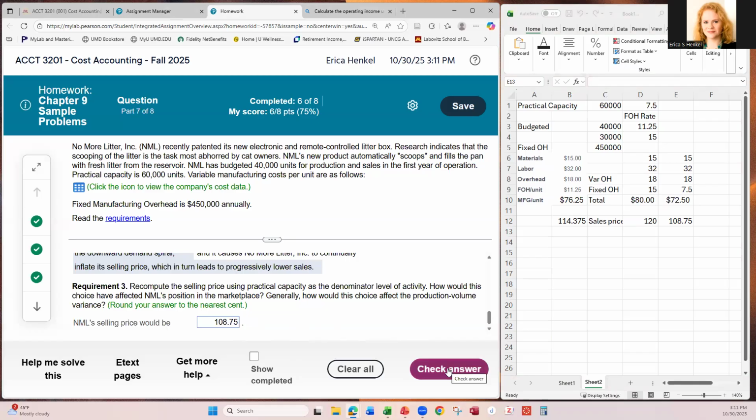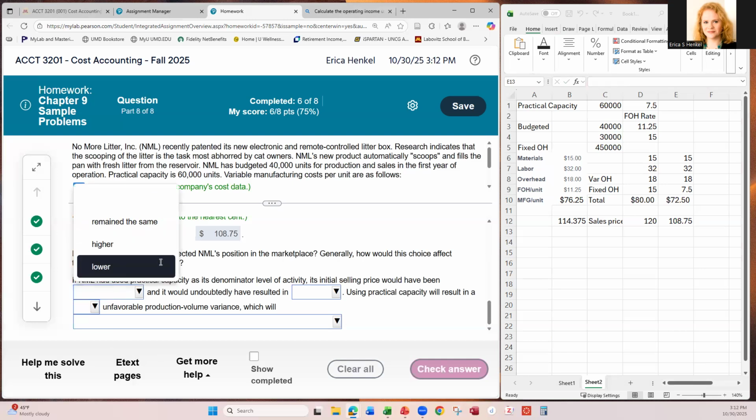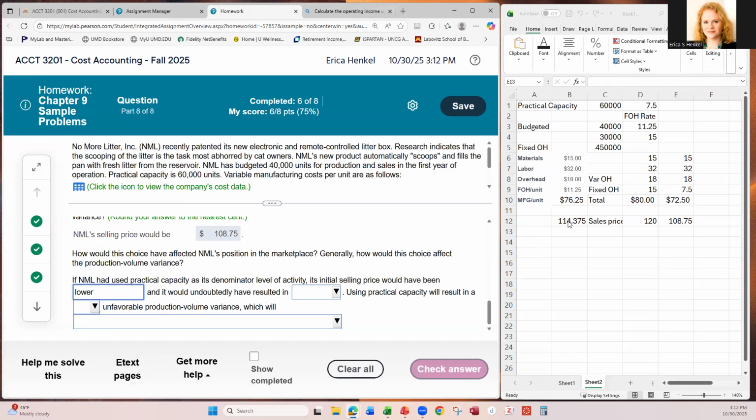Okay. So it's important to understand how those other denominators are going to influence your pricing if you're using cost plus pricing. The alternative, you could also switch from using cost plus pricing to another pricing method potentially. So if we had used practical capacity as our denominator level of activity, our initial selling price would have been lower than what we calculated up above, right? So 108.75 is lower than 114.38, and it probably would have resulted in higher sales with the lower price.